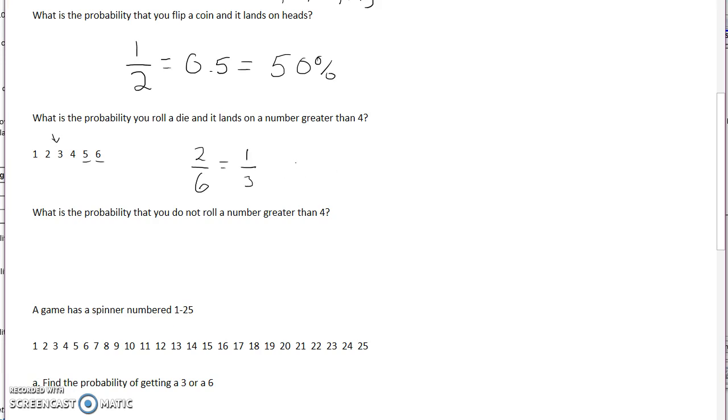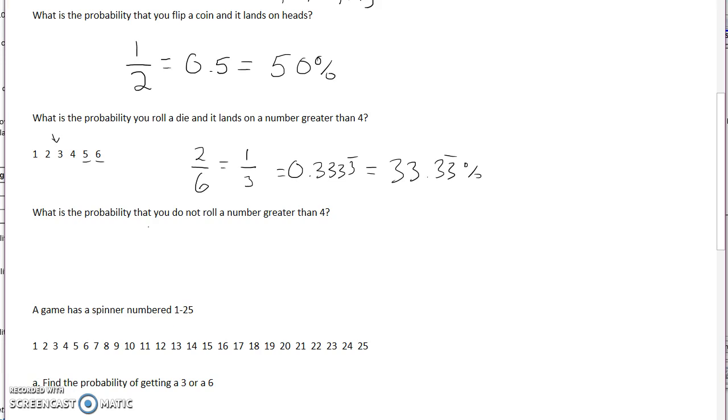Remember that we could also write that as 0.3333. This is going to repeat forever. We might round that off at some point. Or 33.33 repeating percent, right? So again, we would round those at some point.